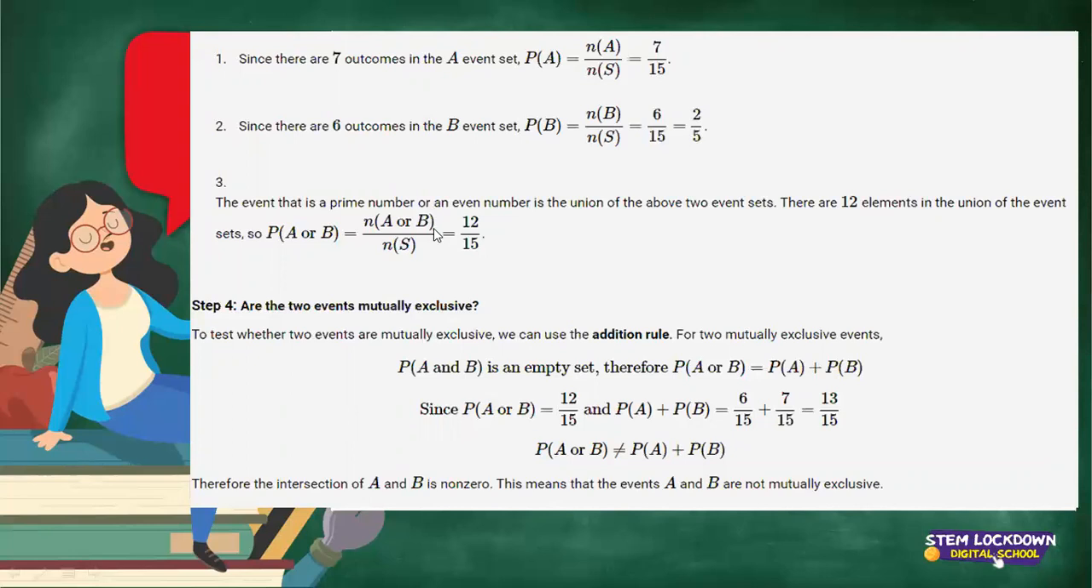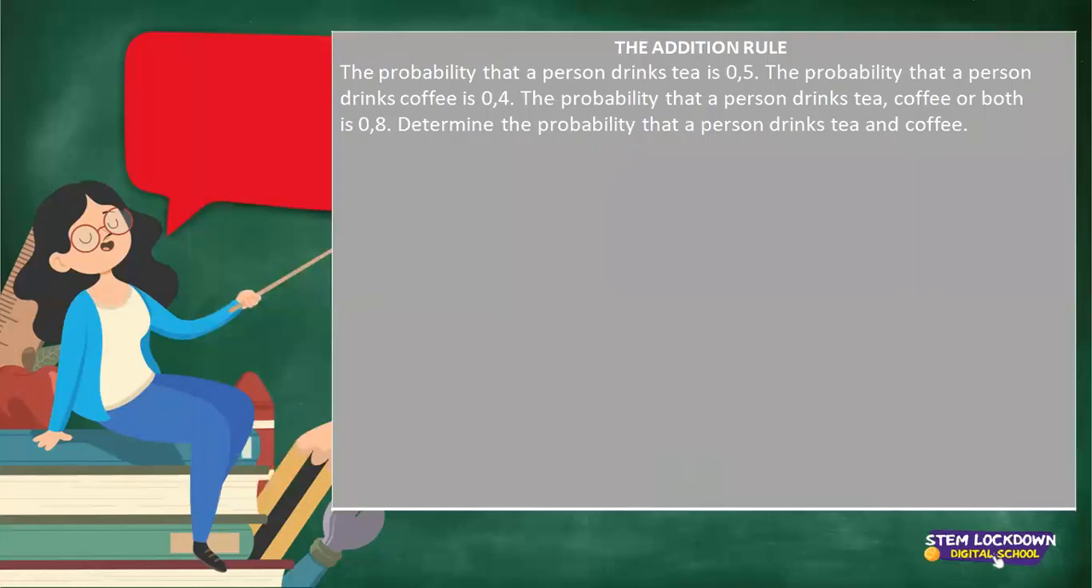Okay, right. So now, trying to use that to find our probability of A and B using our addition rule. Remember, our addition rule says what? Probability of A or B equals probability of A plus probability of B minus probability of A and B. So here the probability of A and B is not equal to 0, and then we say it's not mutually exclusive. So these two events, A and B, are not mutually exclusive.